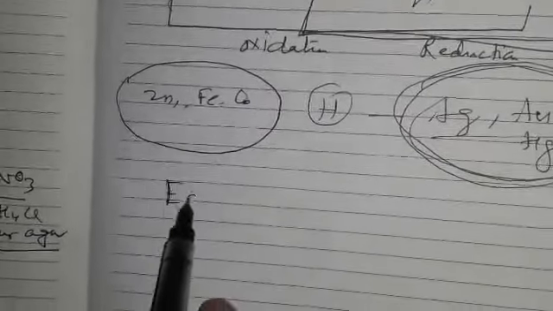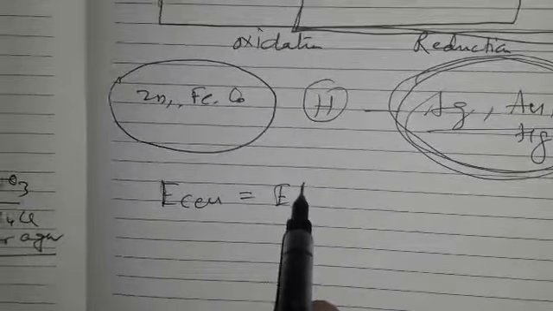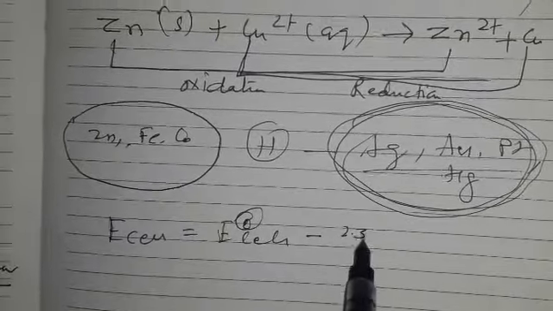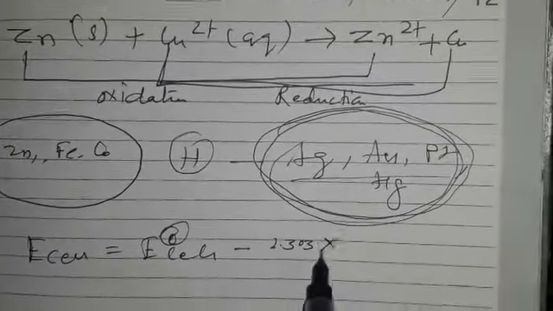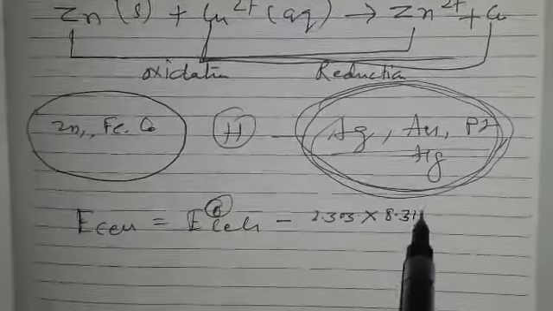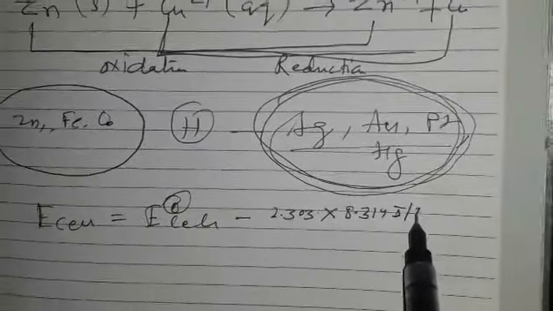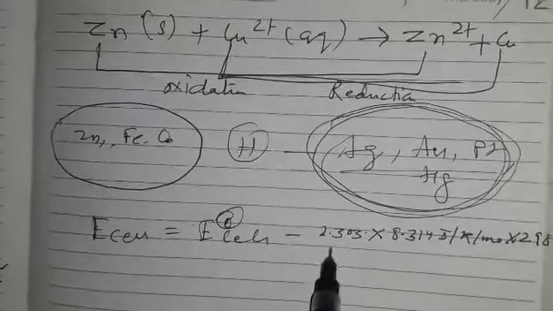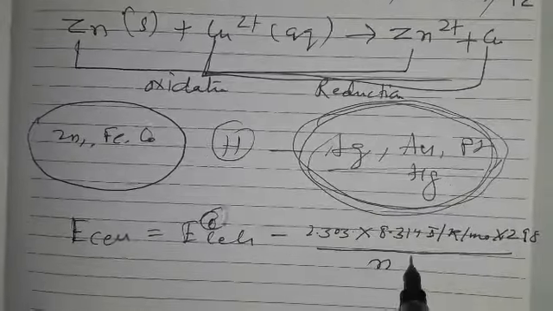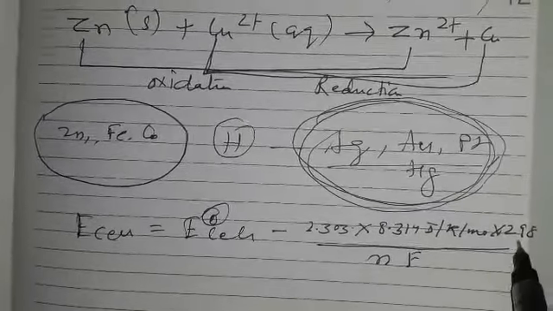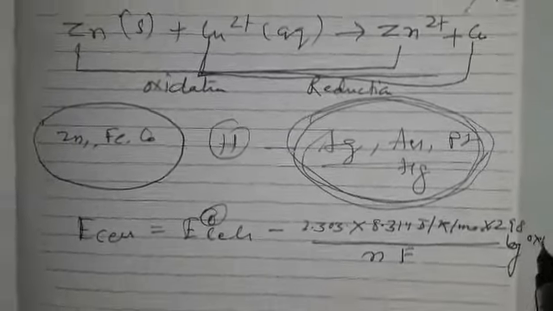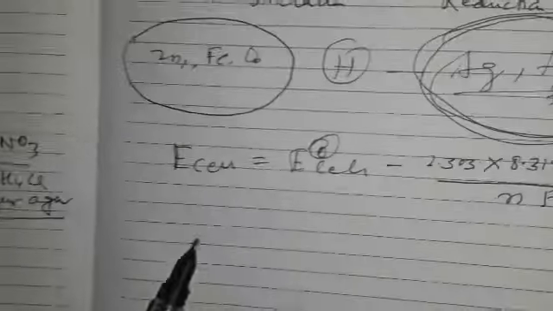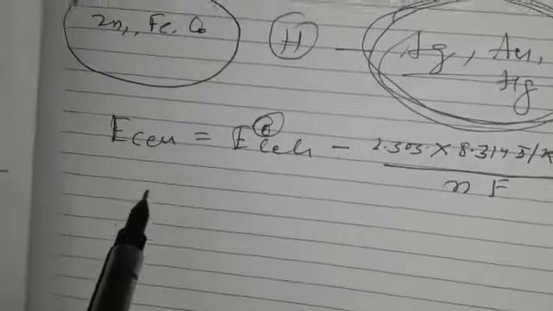The Nernst equation: E cell equals E naught cell minus 2.303 into 8.314 joule per Kelvin per mole into 298 divided by nF, log of oxidation state by reduction state. Why have you written this equation? This equation basically represents the Nernst equation.